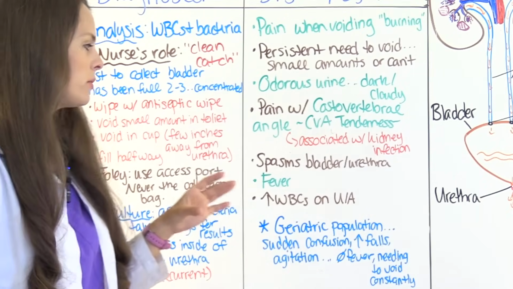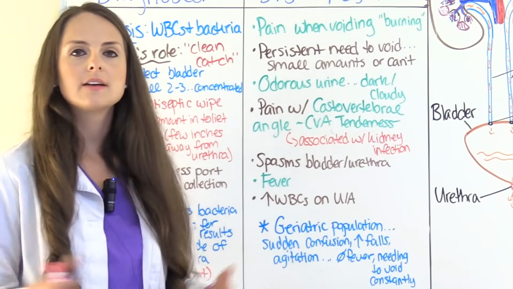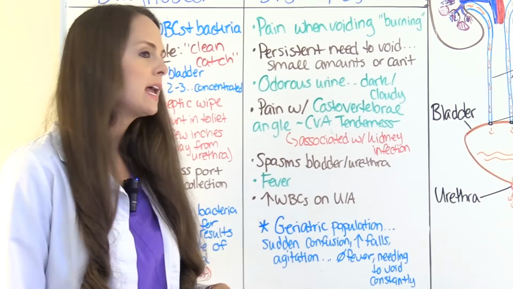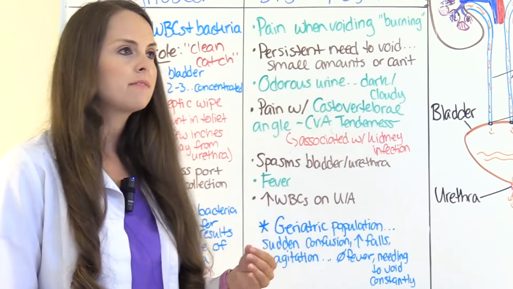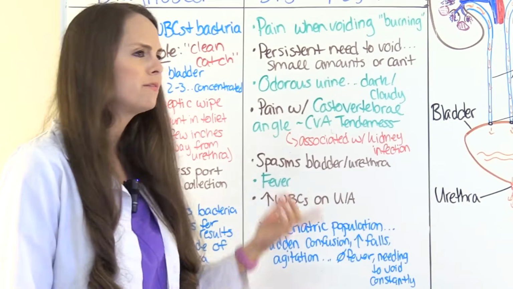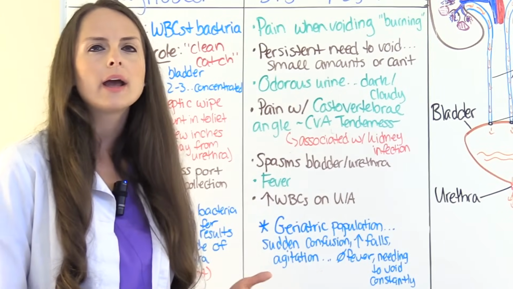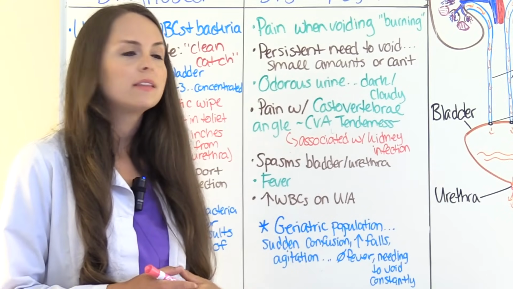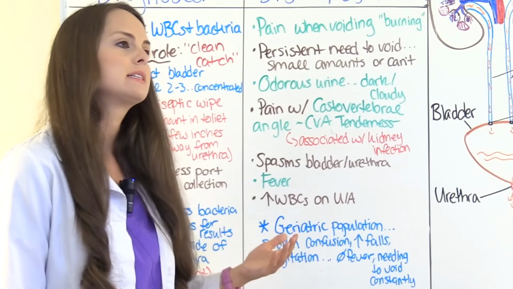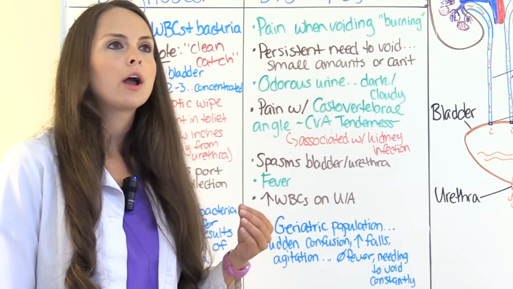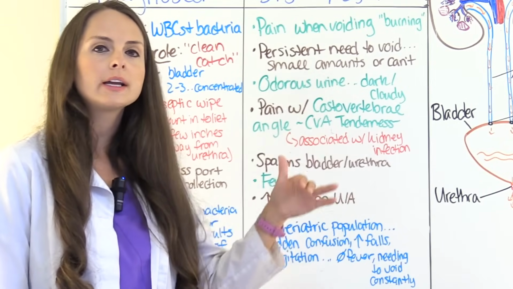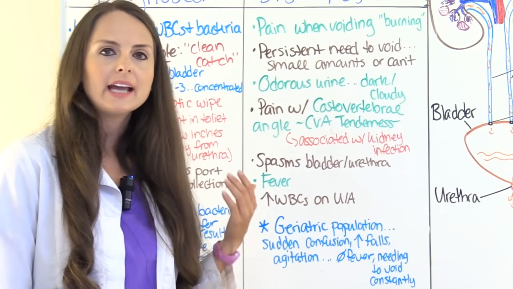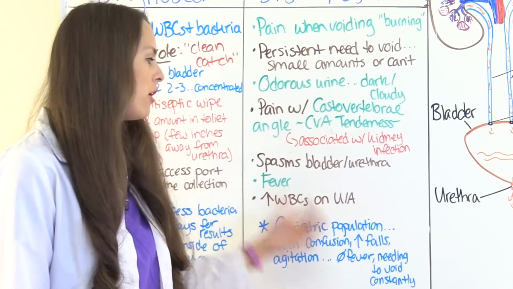Now, one thing I really want to point out, because this is another thing that tests love to ask about urinary tract infection. In your geriatric population, they tend not to have these typical signs and symptoms like the fever, the persistent need to void, and maybe even any pain with peeing. What they tend to experience is that all of a sudden they were alert and oriented, but now they're confused. They don't know where they are. They're really agitated and they are falling a lot.